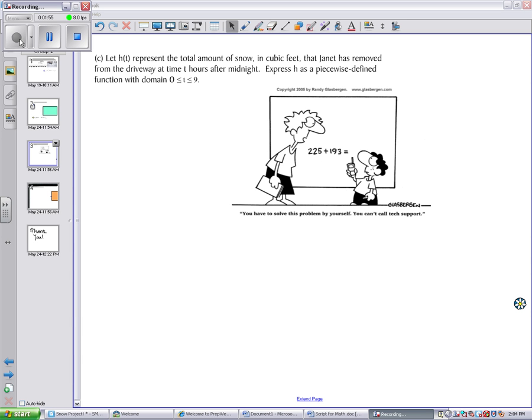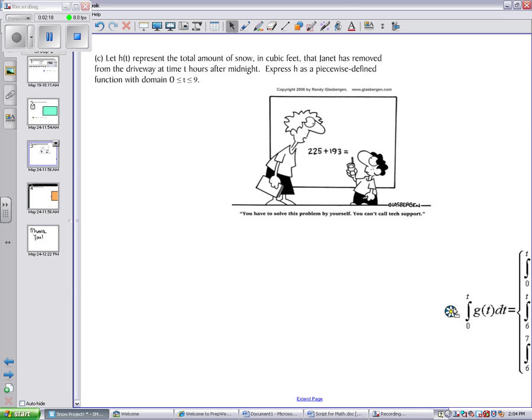So for C, let h(t) represent the total amount of snow in cubic feet that Janet has removed from the driveway at time t hours after midnight. Express h as a piecewise function defined with the domain 0 ≤ t ≤ 9. So like number 1, we have to find the total volume of snow at time t hours after midnight. Therefore, we take the integral of the function g(t).